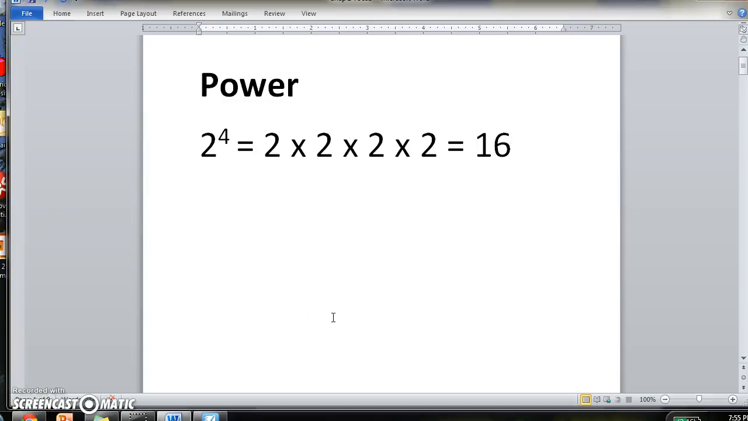Okay, today we're going to talk about exponents and powers. So the power is the answer to an exponent. So this is 2 to the power of 4, which means 2 times 2 times 2 times 2. And the power is the answer to that question.